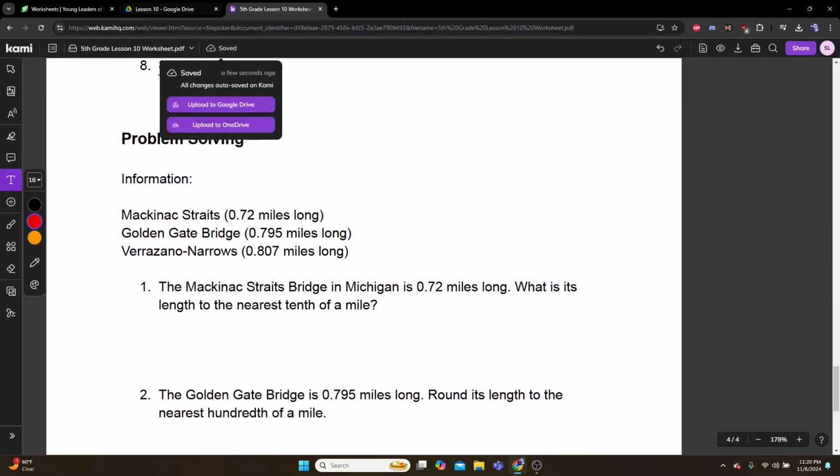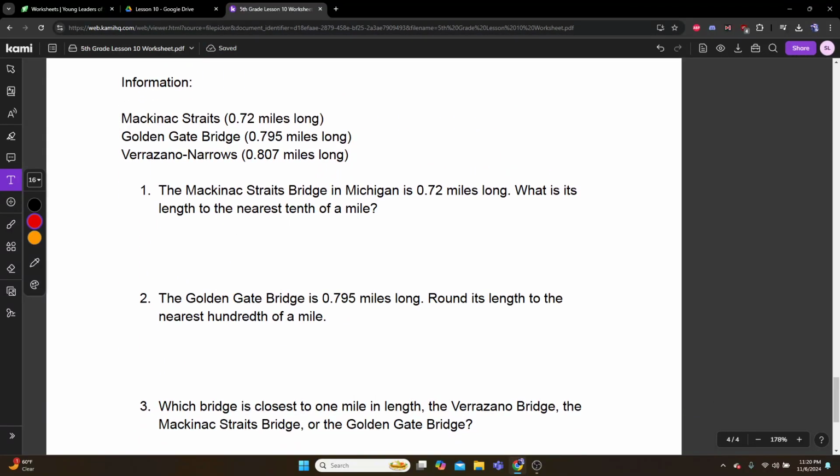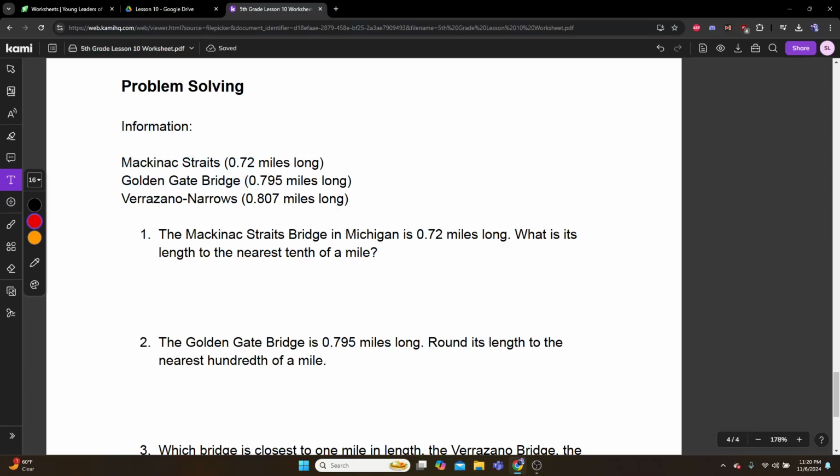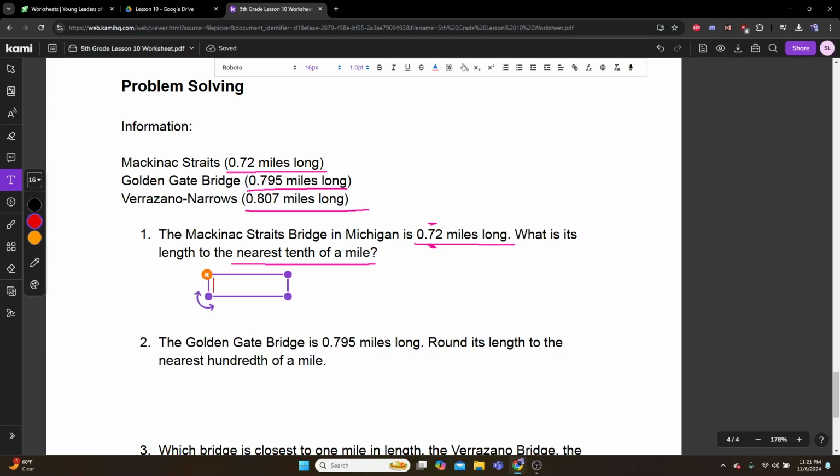Okay, now problem solving. So we're given this information. Now let's read number 1. The Mackinac Straits Bridge in Michigan is 0.72 miles long. What is its length to the nearest tenth of a mile? So we know that the bridge is 0.72 miles long, and it's asking what is it to the nearest tenth. So we're rounding to the 7 here, because that's in the tenth value. So it would just be 0.7, and then remember to put your unit in miles.